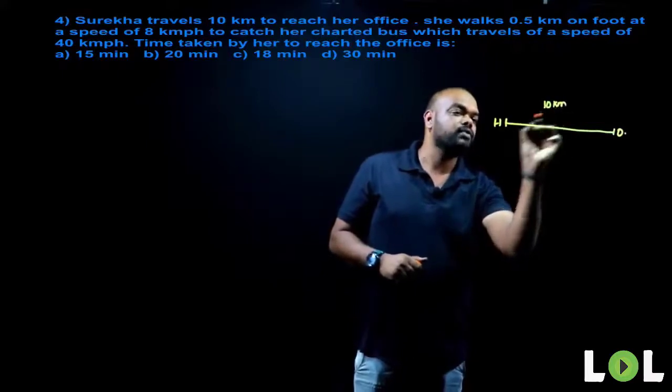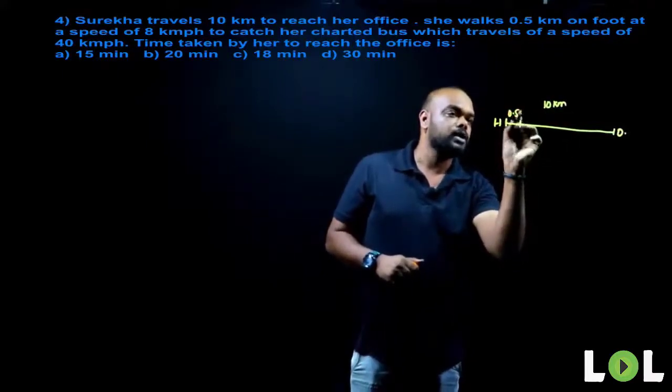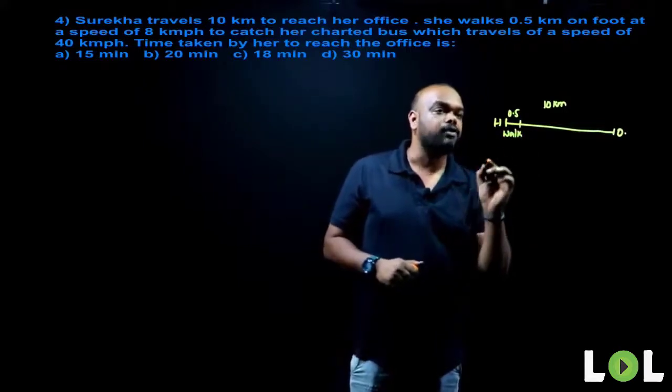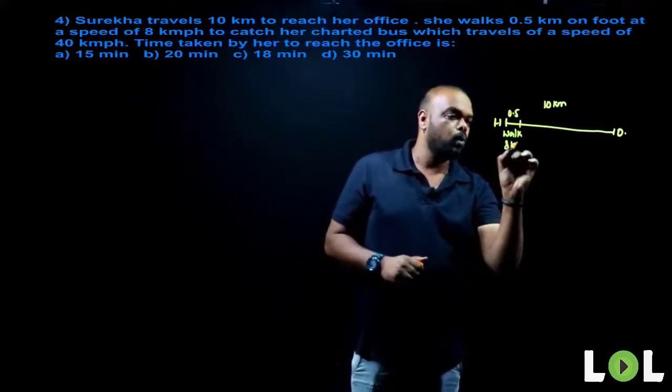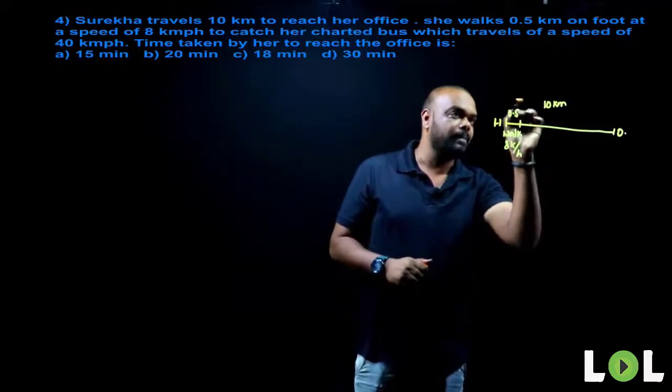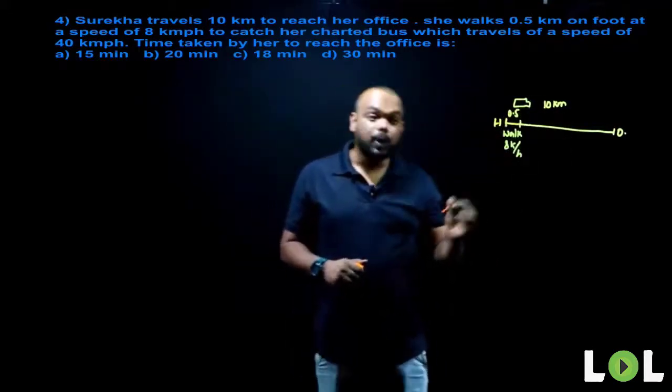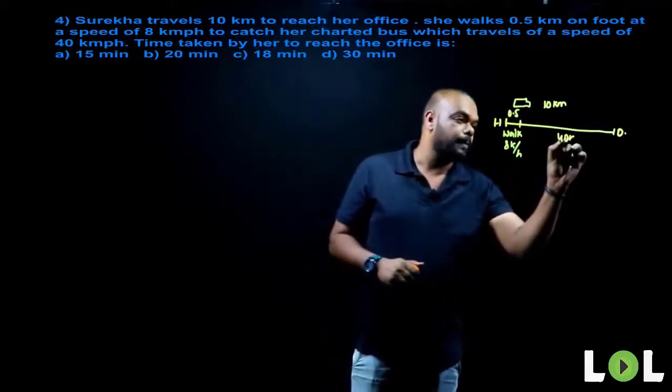Now what is she doing? First 0.5 kilometers, she goes by walk at the speed of 8 km per hour. Once she reaches here, there will be a bus, a chartered bus. Now the bus will go at 40 km per hour.